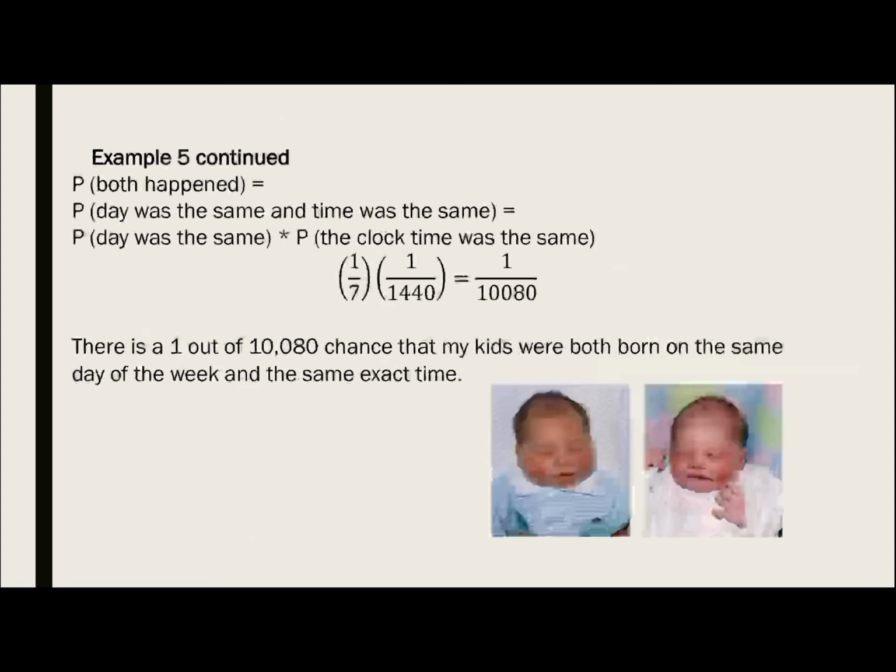So what's the probability they both happened? What's the probability the day was the same and the time was the same? So we find and by multiplying. The day is 1 out of 7. The time is 1 out of 1440. Multiply straight across. So there's only a 1 out of 10,080 chance that my kids were both born on the same day of the week and the same time. Okay, and there's both their newborn pictures. This is something that would only happen to a statistics teacher.